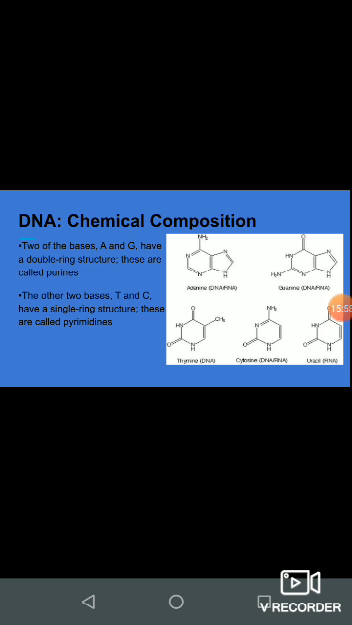Broadly, they are divided into two different groups. One is called purines, and the next one is called pyrimidines. In the DNA, we have two purines, adenine and guanine. These two are double-ringed structures, and are called purines. The two single-ringed structures, thymine and cytosine, are called pyrimidines, present within the DNA. In the RNA, instead of thymine, it contains uracil. So this is about the chemical composition.